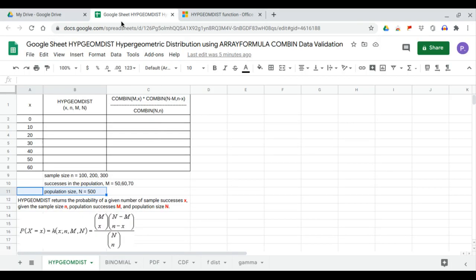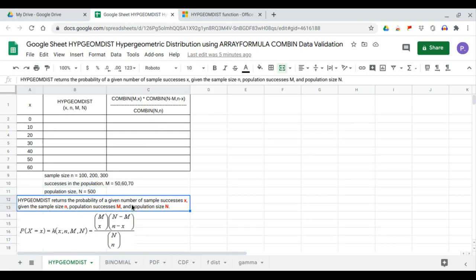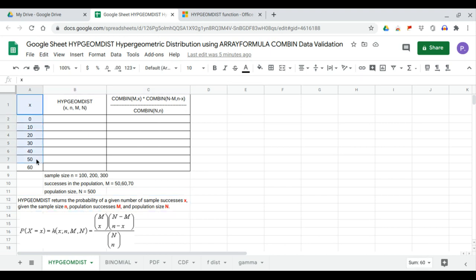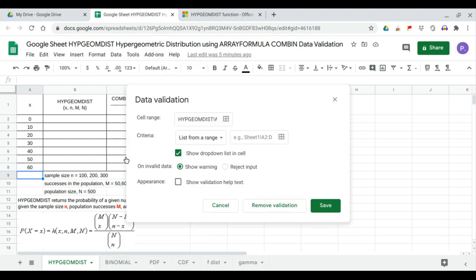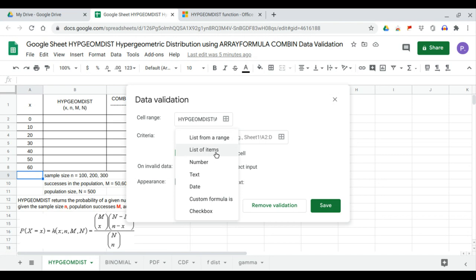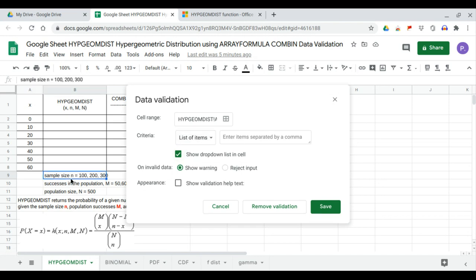So here we generate the HYPGEOMDIST dataset over the values of x from 0 to 60. Our sample size will be data validation from the list 120 and 200 and 300.